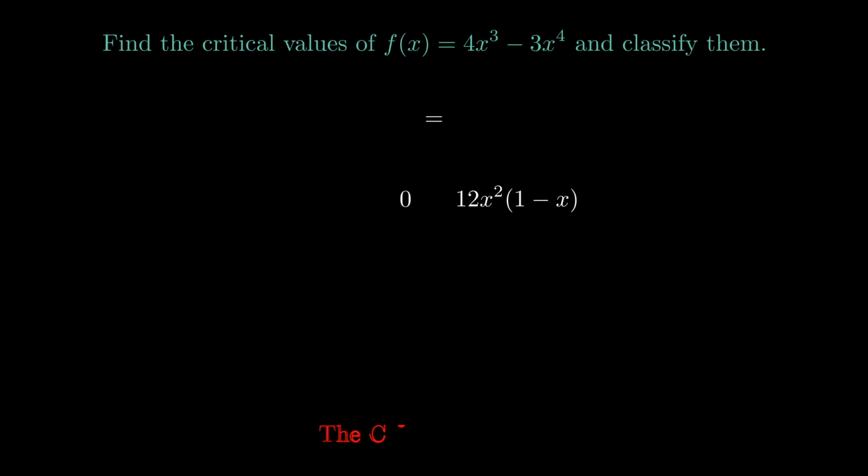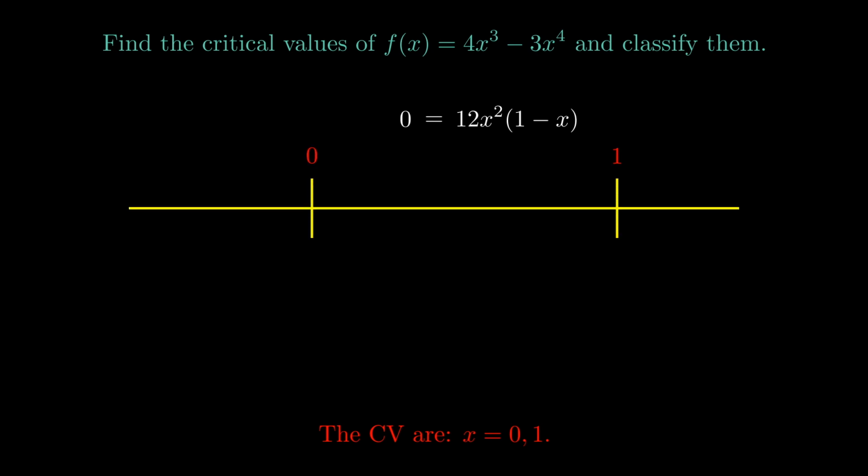And to determine if any are local extrema, we consider the signs of the factors. Notice that 12 and x squared are always non-negative, and 1 minus x is positive when x is less than 1 and negative when x is greater than 1. Thus, f prime of x is negative when x is less than 1 and positive when x is greater than 1.